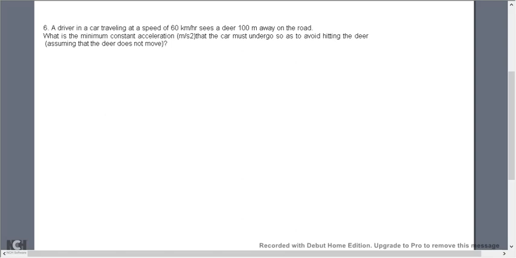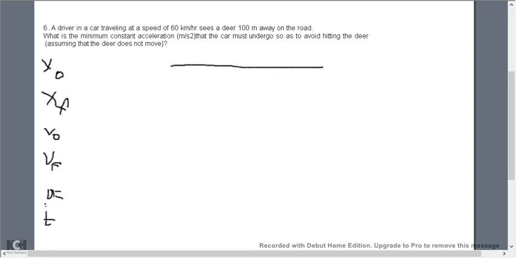Right off the bat, you know your big six should be x naught, xf, v naught, vf, a, and t. Since we know the deer is going to be 100 meters away, we know my final position is going to be 100. We know my initial position is 0. We're going to assume we're starting from rest. 0 was my final velocity.